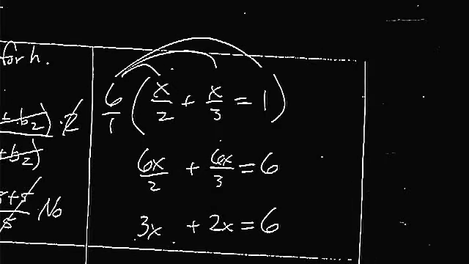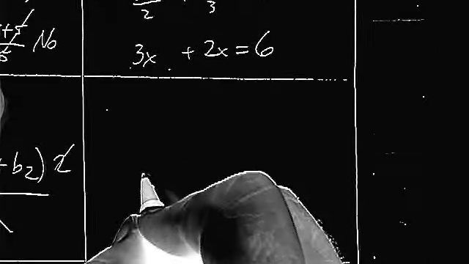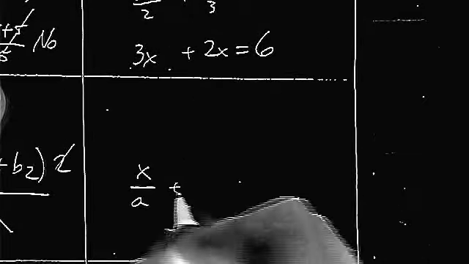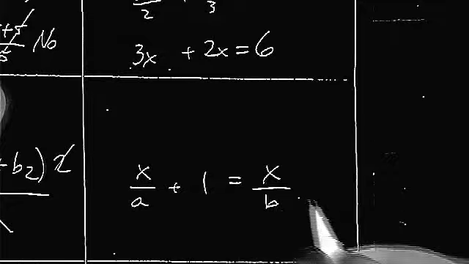Okay, so in this next example, we'll come back to this one in a second. x over a plus 1 equals x over b.